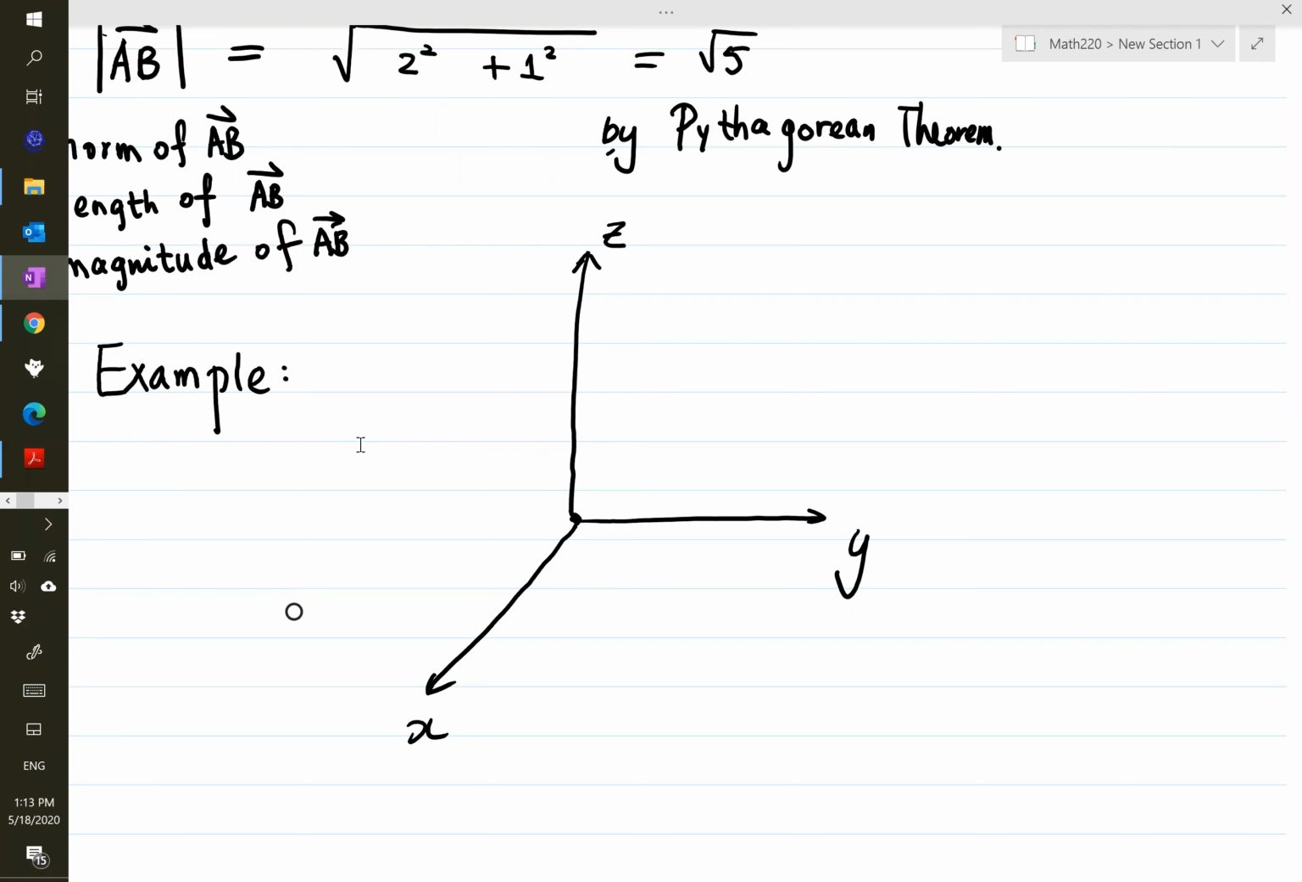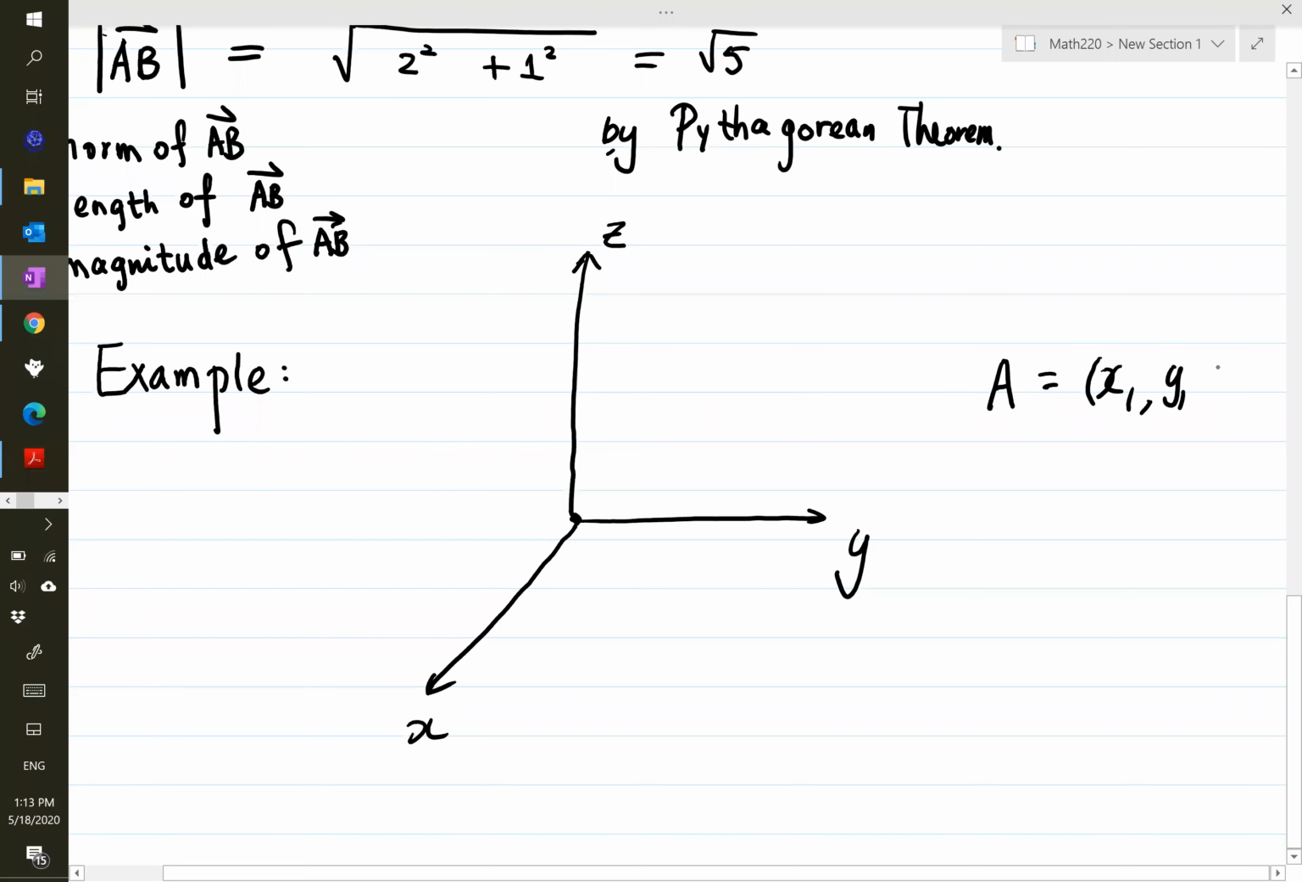Now suppose we have 2 points, A with x1, y1, z1, and B with x2, y2, z2. Then the vector AB is head minus tail.